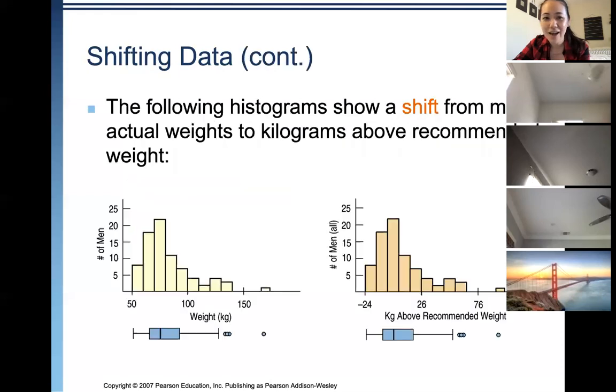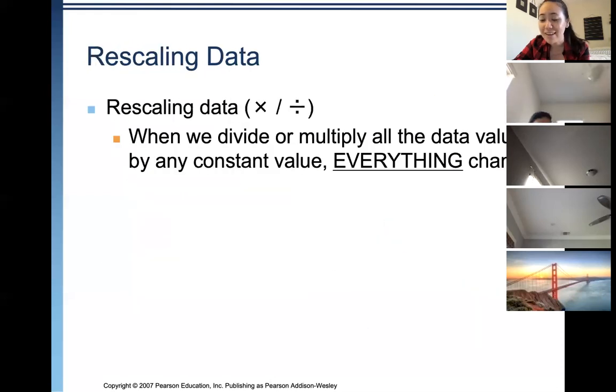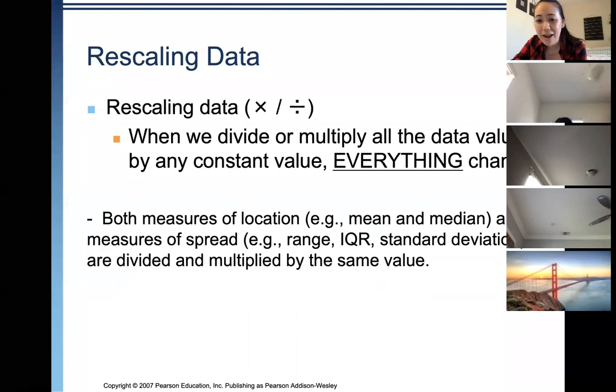Okay, all right, let's try now rescaling. Rescaling just means multiplying or dividing by a constant. So like doubling all the points or doubling all the data, right? Or taking a third of all the data. That's rescaling. And rescaling is a lot simpler because everything changes, all right? Everything will change if you rescale, right? Measures of location, measures of spread, they all will be affected.